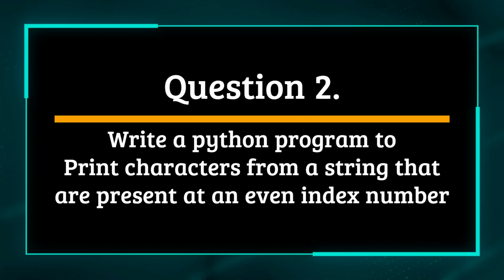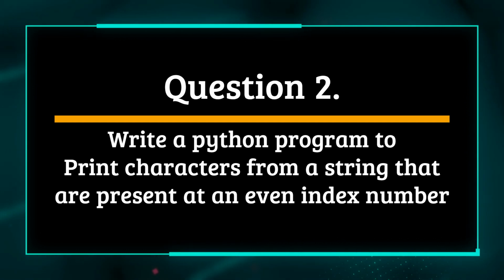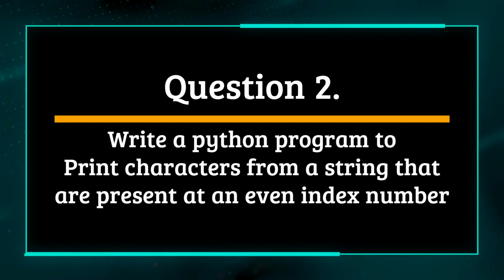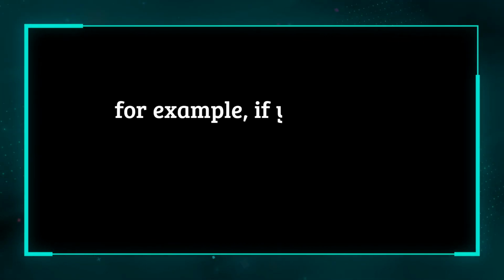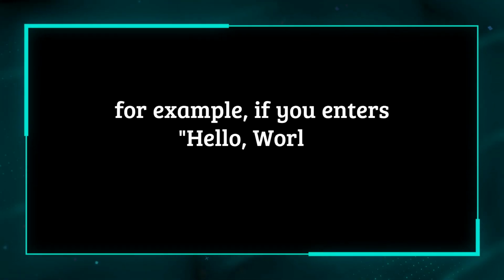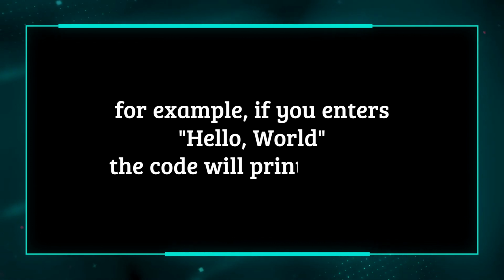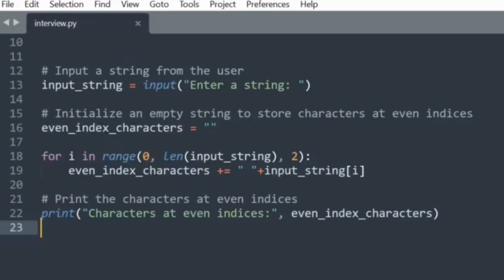Question 2. Write a Python program to print characters from a string that are present at an even index number. For example, if the user enters hello world, the code will print HLOOL. This is the Python program to print characters from a string that are present at an even index number. In this program, we start by asking the user to input a string using the input function, and we store it in the input_string variable.